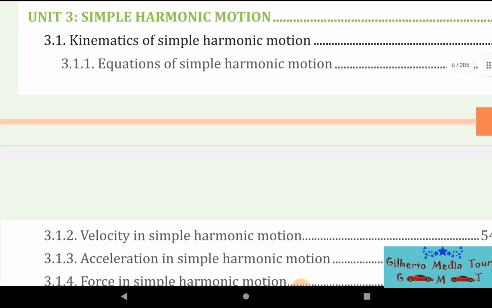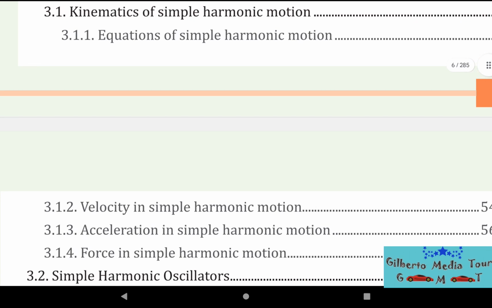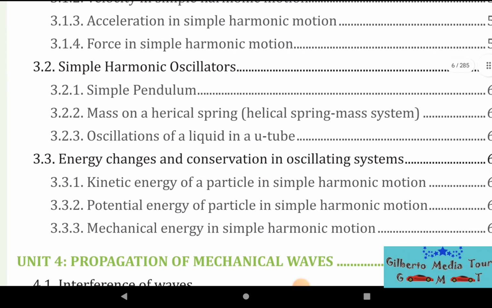So in simple harmonic motion, we shall focus on the kinematics of simple harmonic motion. Also, in the kinematics of simple harmonic motion, we shall try to explain or look at the equations of simple harmonic motion, velocity, acceleration, and force in the simple harmonic motion.